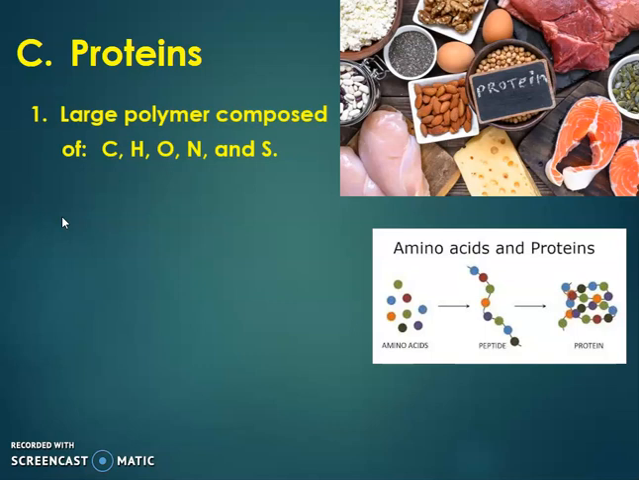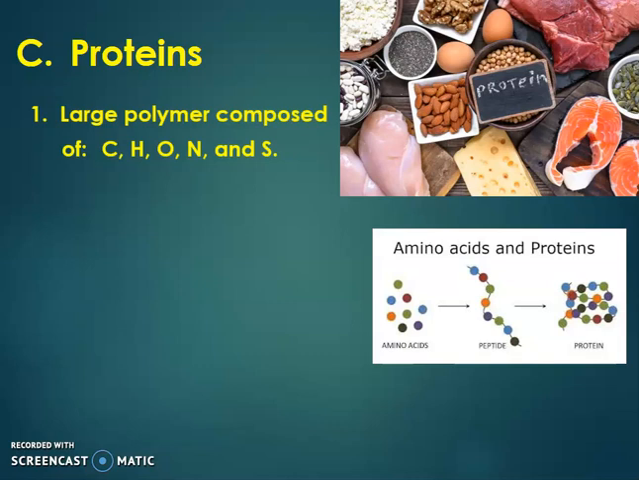Alright, proteins are going to be one of the largest polymers that we've talked about this whole entire unit, even sometimes bigger than what you would find with cellulose, starch, or glycogen. Now these polymers are going to be made up of carbon, hydrogen, oxygen, nitrogen, and the S stands for sulfur.